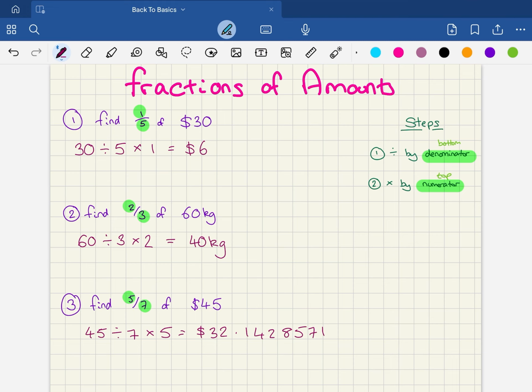In real life, in money, we can't pay with that number of decimal places. You can only have 2 decimal places in money. So I'm going to put my rounding line in. 5 or more raises the score, 4 or less leaves the mess. So this one rounds to $32.14. Now you're ready to try some questions.